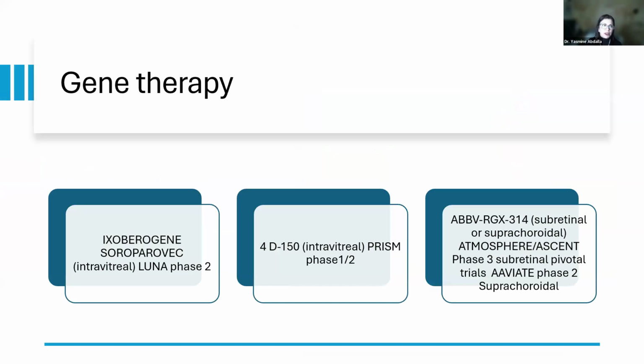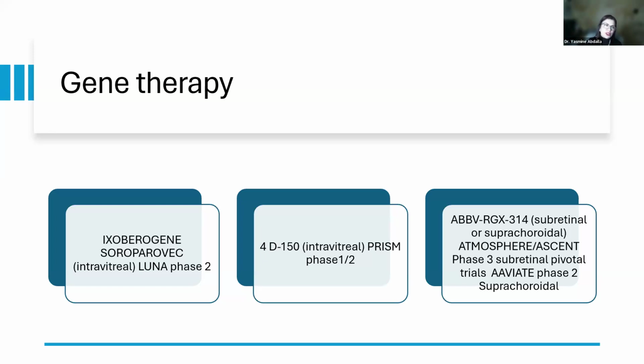And to give you a taste of that, we've got these 3 gene therapy trials at different phases. The PRISM and LUNA trials for those respective agents are intravitreal drugs. However, AVIATE is subretinal, and Atmosphere and Ascent are suprachoroidal medications.